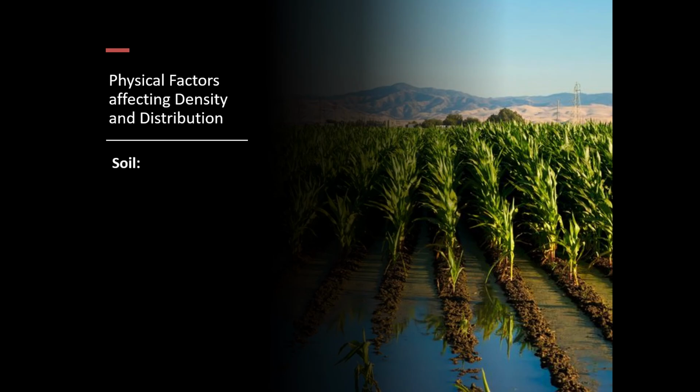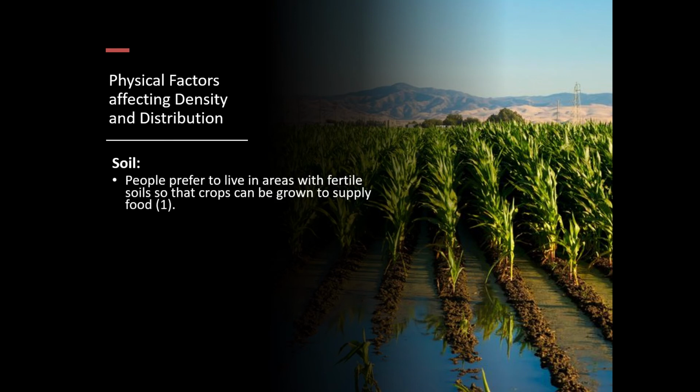Still with physical factors, we can also talk about soil. Soil is hugely important to human life. Without good quality soil, of course, we can't grow crops. So, as you can see in point 1, people prefer to live in areas with fertile soils so that crops can be grown.